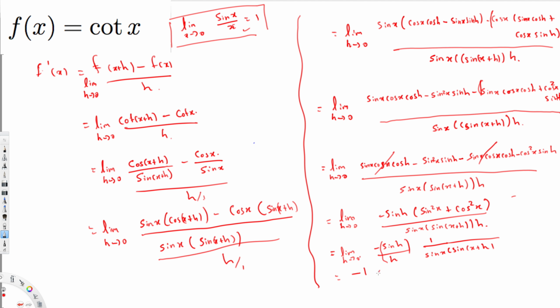Then I have 1 over, substituting 0 for h, sin x only. So sin x times sin x is going to be sin square x. So this is equal to minus 1 over sin square x, or you can write it as minus cosec square x. This is how we solve this question by the definition of derivative. I hope you guys understand this concept. See you next time.